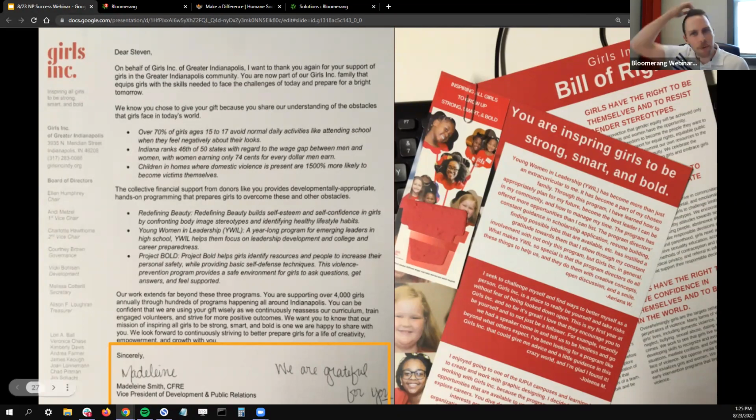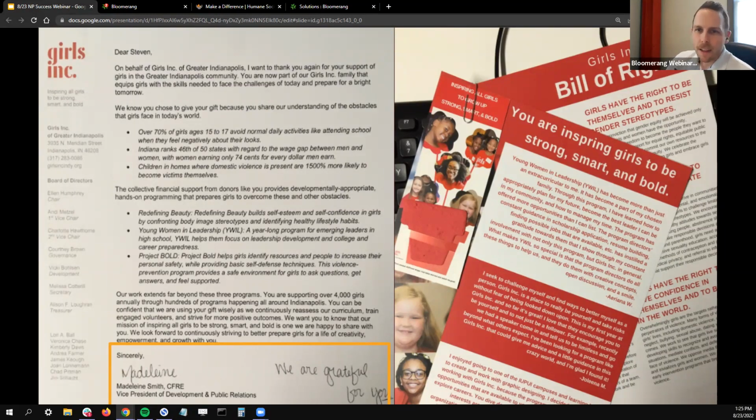So get creative with your cultivation efforts is basically what I'm trying to say with all this. Add some personality to letters, and really show off your mission and how that gift is going to be working. So instead of just sending receipts or a list of their donation items.